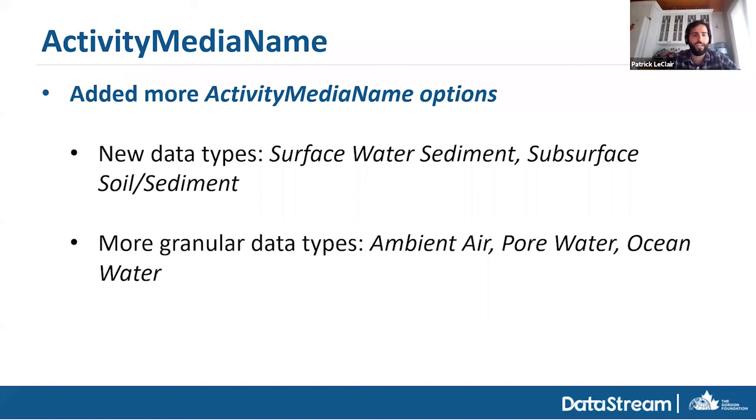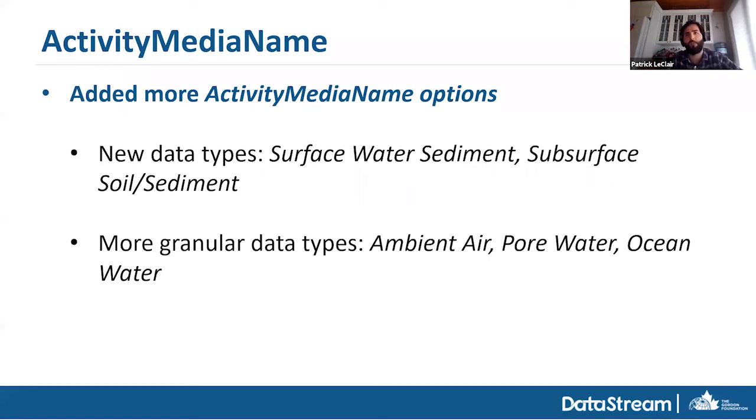So the two new data types we have are surface water sediment. And surface water sediment is any sediment that's on the bottom of a lake or a river or any kind of body of surface water. And then subsurface soil / sediment. So that's anytime you're doing some kind of sediment core. So if you're taking a deeper soil or sediment sample and getting that monitored, you can now add that data to DataStream.